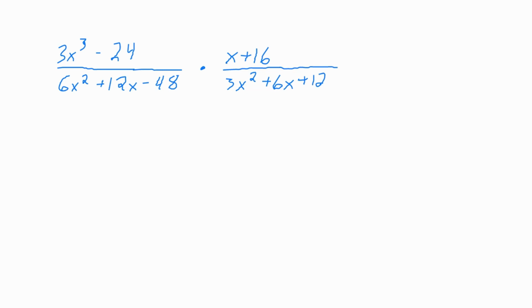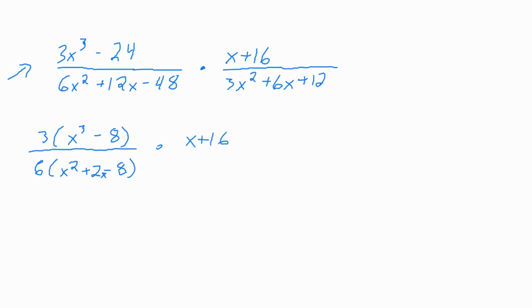Okay. So I think, let's see, this one here should have factored out where you recognize there's a 3 in both of them. So it'd be x cubed minus 8. On the bottom, there's definitely a bunch of 3's here. In fact, there's a 6, a bunch of that. So I'm probably going to pull that out first. X squared plus 2x minus 8. And then we're multiplying by x plus 16. And on the bottom, there's again a bunch of 3's. So maybe we'll factor out the 3's, make that x squared plus 2x plus 4.